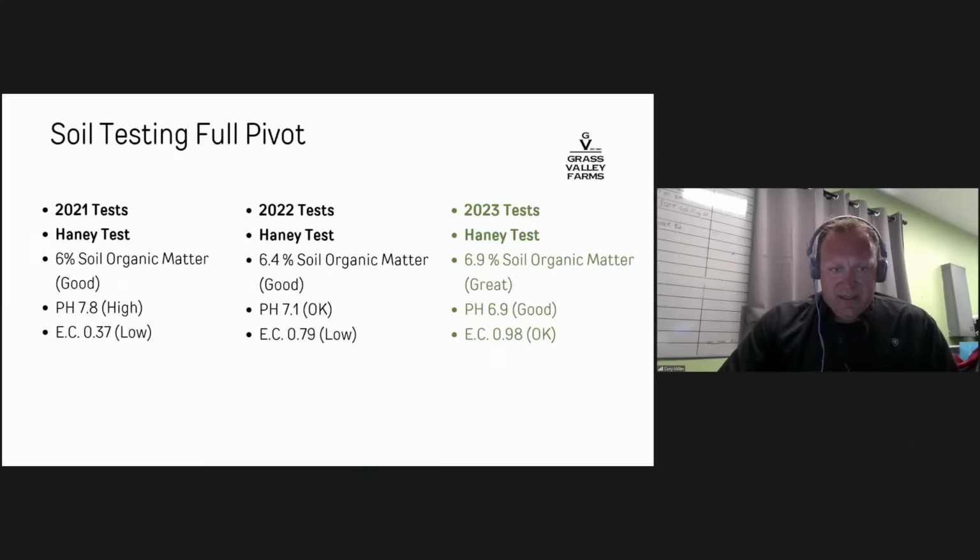These Haney tests show a succession of good things that have happened. So in 21, look at soil organic matter. I think it's a really good judge of the benefits of what we're doing. 6%, 6.4 in 22, 6.9 in 23. And new testing that came out in fall of 23, we're continuing that trend. Our pH is dropping. That means our biology is more active. We're getting more fungal. Our electrical conductivity is increasing as well.